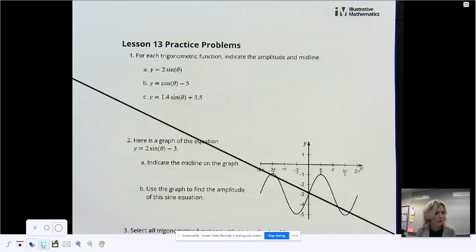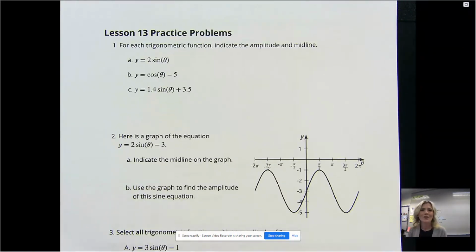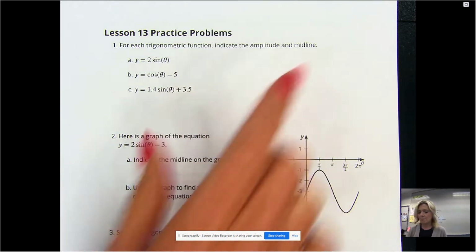Okay, right here I have today's assignment, lesson 13 practice problems. So today's topic was amplitude and midline. For each of these functions, indicate the amplitude and midline.